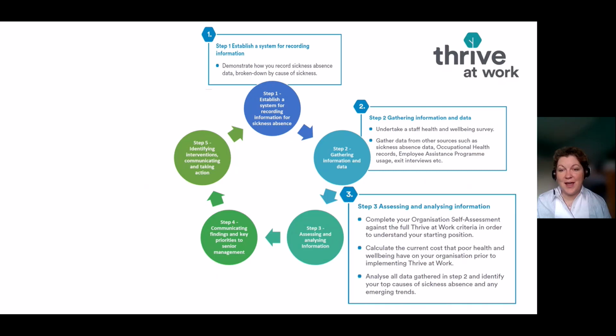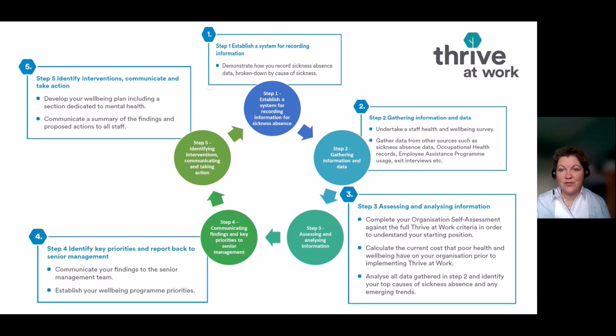So those are the 5 steps to accreditation, and each of those 5 steps will have a couple of pages within the guidance document. And all of the steps are designed to enable you to really reflect on what it is your business needs. So what is some sort of current data and information showing you? What are your employees telling you through your health and wellbeing survey? What is the cost of absence and turnover to your business, and really identifying what are your health and wellbeing priorities now to complete accreditation.